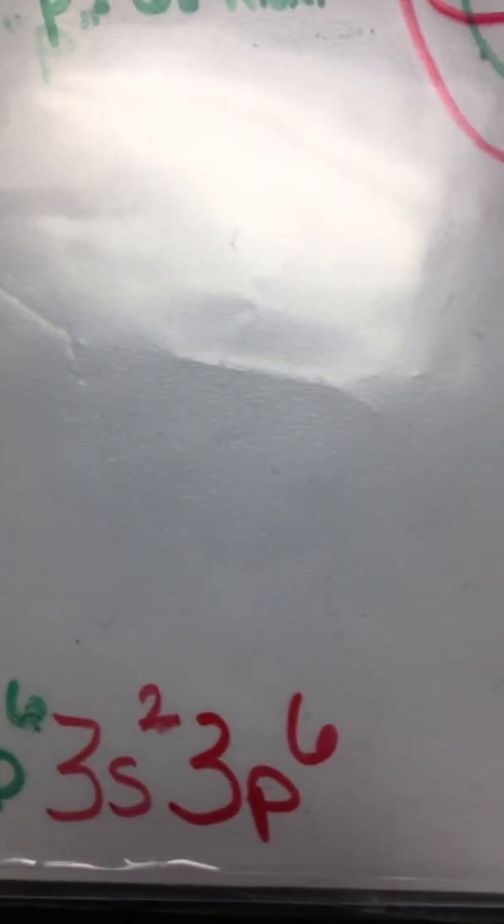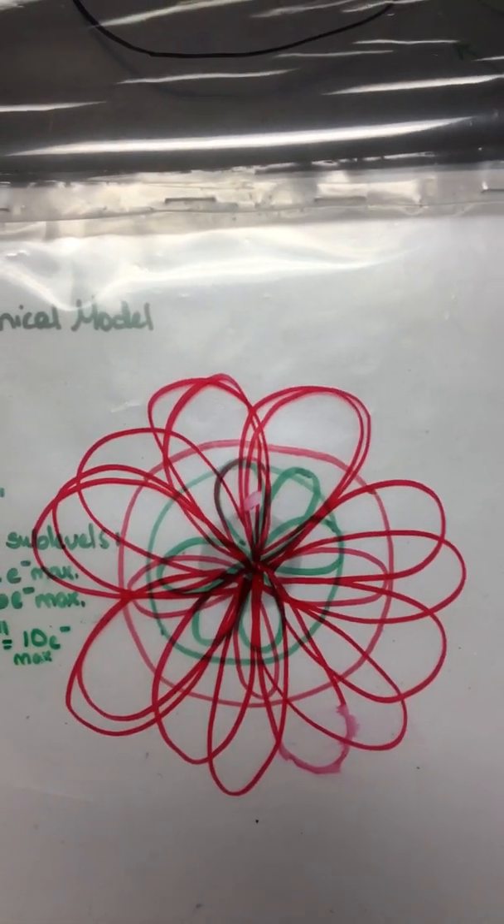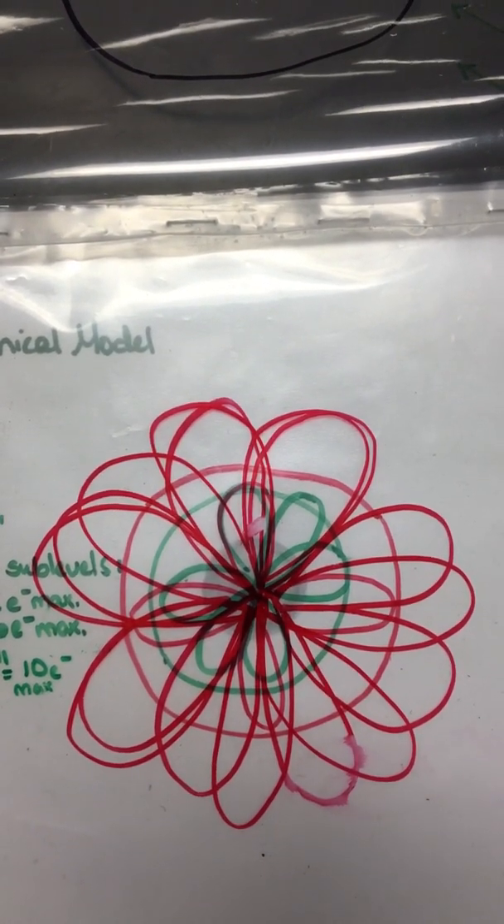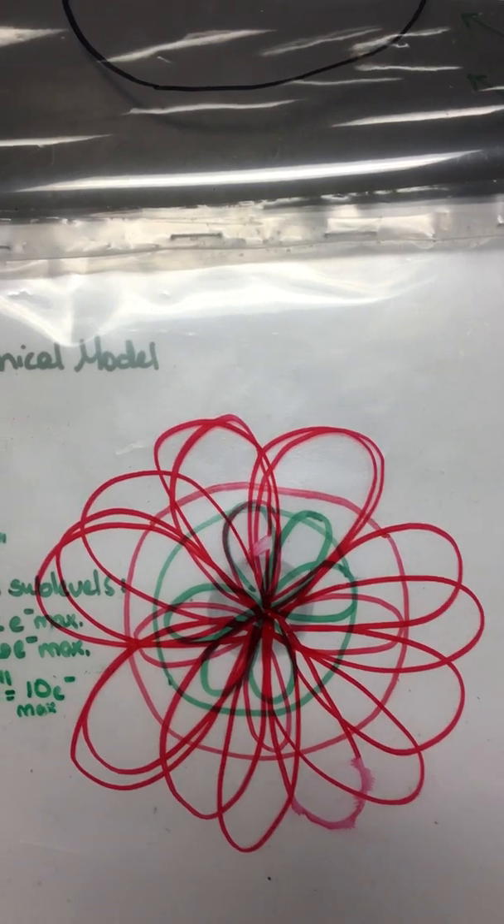So the next energy level is 3p, 3 for principal quantum number 3, p for the second energy level, and 6 because those 3 orbitals can hold a maximum of 6 electrons. And now we have a prettier picture. Wow, it's getting big. So in the third energy level, there is a third sublevel.